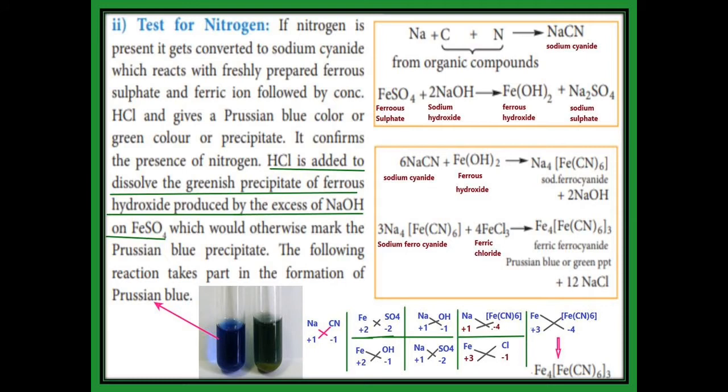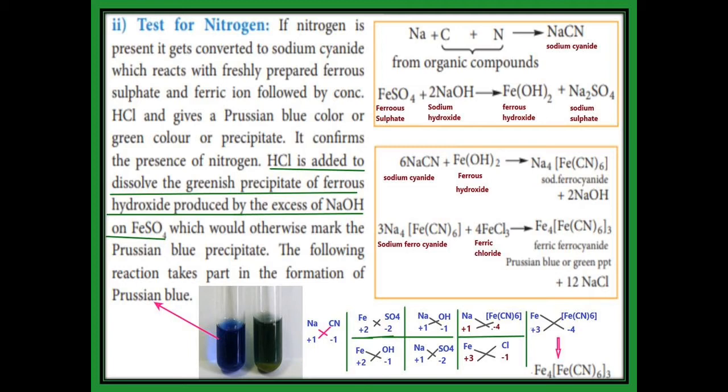This test is performed to find out whether nitrogen is present or not. First of all, the Lassaigne's filtrate we prepared. Along with the Lassaigne's filtrate, first of all ferrous sulfate FeSO4 is added. Afterward ferric ion Fe3+ is added, followed by concentrated HCl, and we get a Prussian blue or green color precipitate. You see the picture. In that picture two test tubes are present. One is blue color, that is called Prussian blue. Another one is green color.